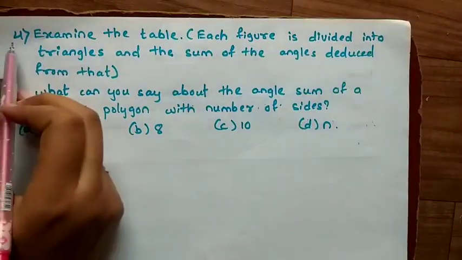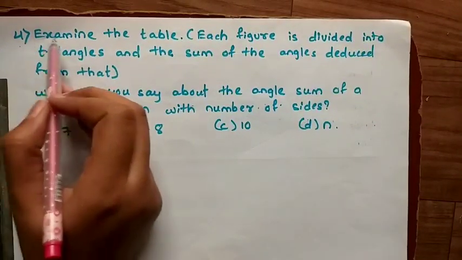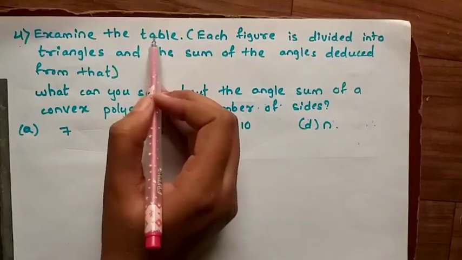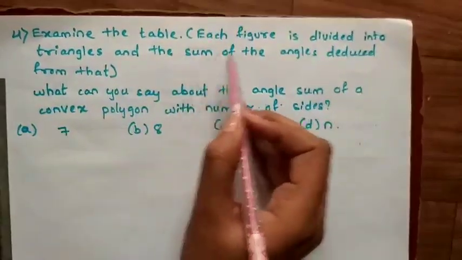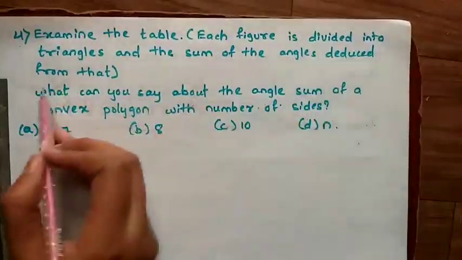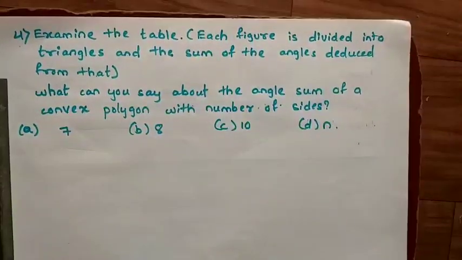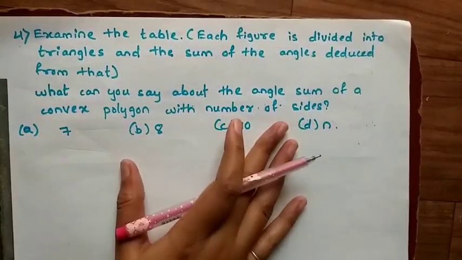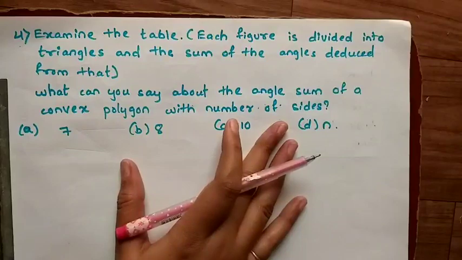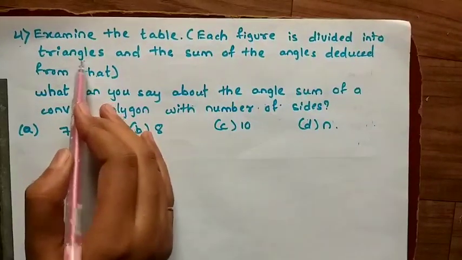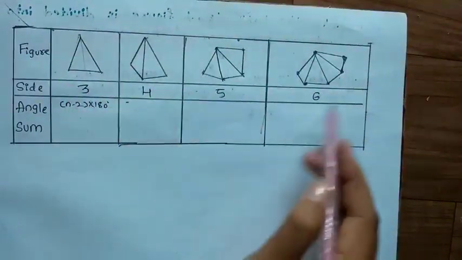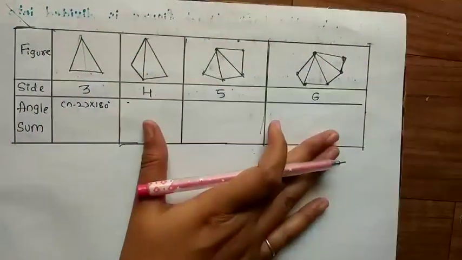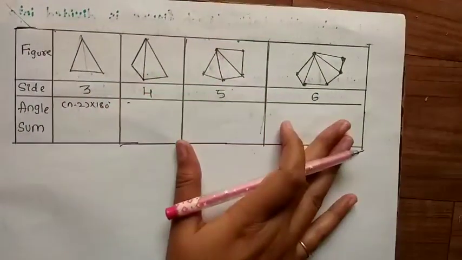This is the solution of question 3. Next is the fourth question. Examine the table. Each figure is divided into triangles and the sum of the angles is deduced from that. Here they have given a few figures which are divided into triangles. I will show you now. In the question they have given these figures, and these figures are divided into triangles.